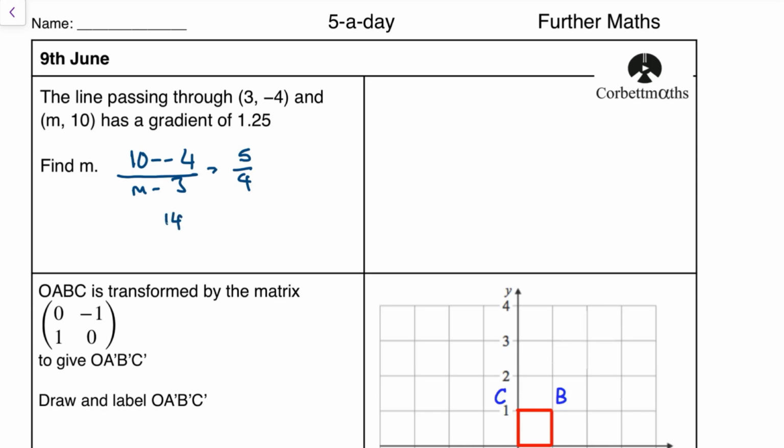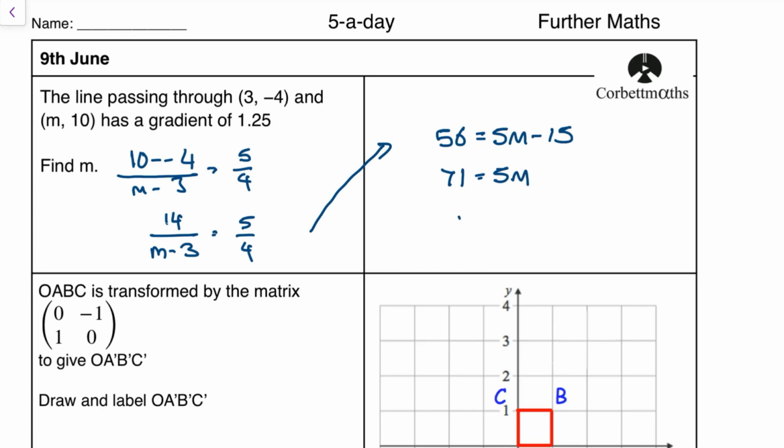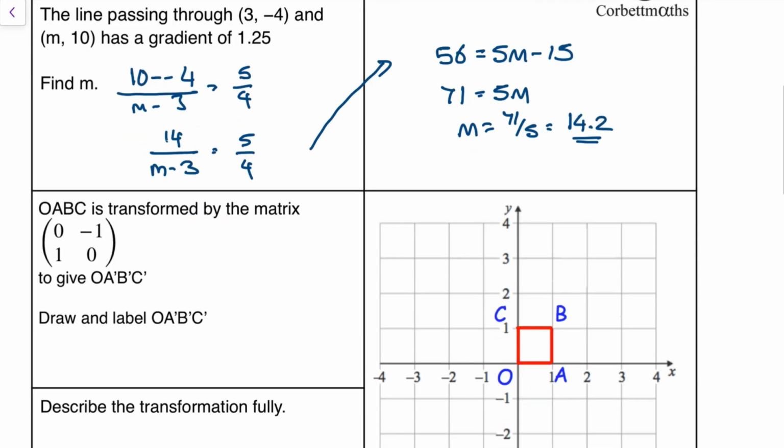Let's smarten it at the top. So 10 minus minus 4 is 14, and m minus 3 is m minus 3, and that still equals 5 over 4. Then multiply both sides by 4 and multiply both sides by m minus 3, sometimes called cross multiplying, which you may know I don't like. That's going to give me 56 is equal to 5m minus 15. Add 15 to both sides gives 71 is equal to 5m, which means that m is equal to 71 over 5, or I think that's 14.2. Yes, it is 14.2. Question done.